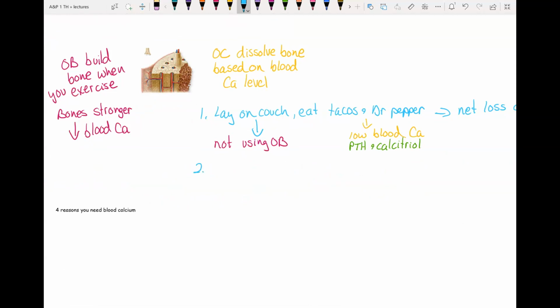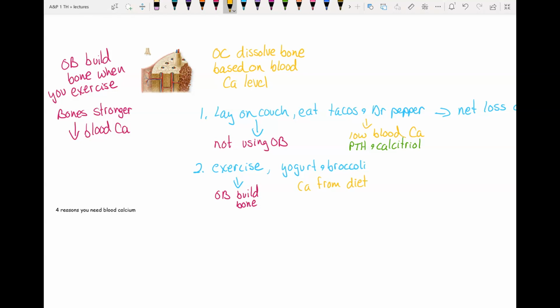Okay, let's look at what else you could do with your month. Maybe you go to the gym and you exercise. And you decide you're going to be healthy and you eat lots of yogurt and broccoli. Okay, so exercise is going to stimulate your osteoblasts to build bone. And the yogurt and broccoli is going to put plenty of calcium into your blood. So you're going to have calcium from your diet.